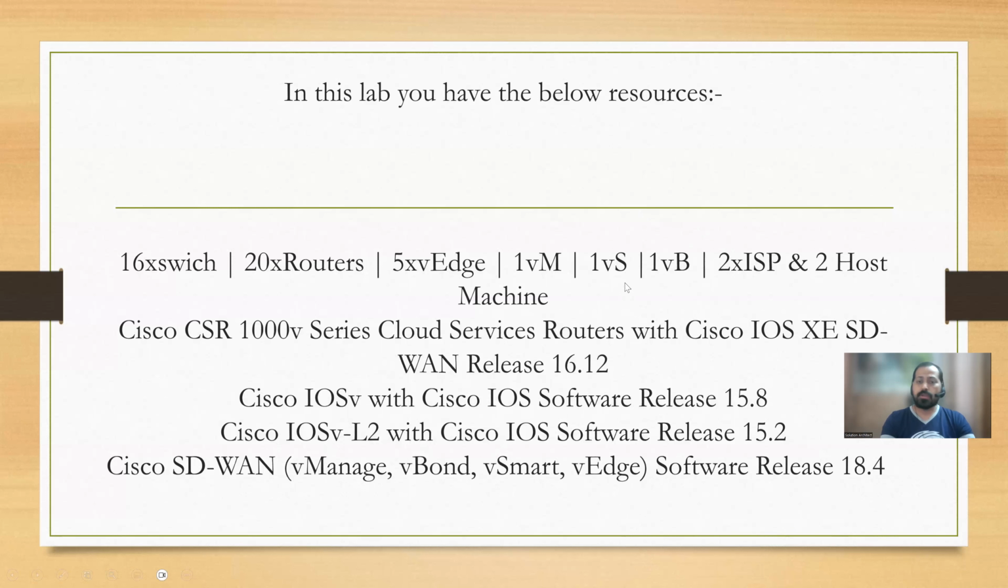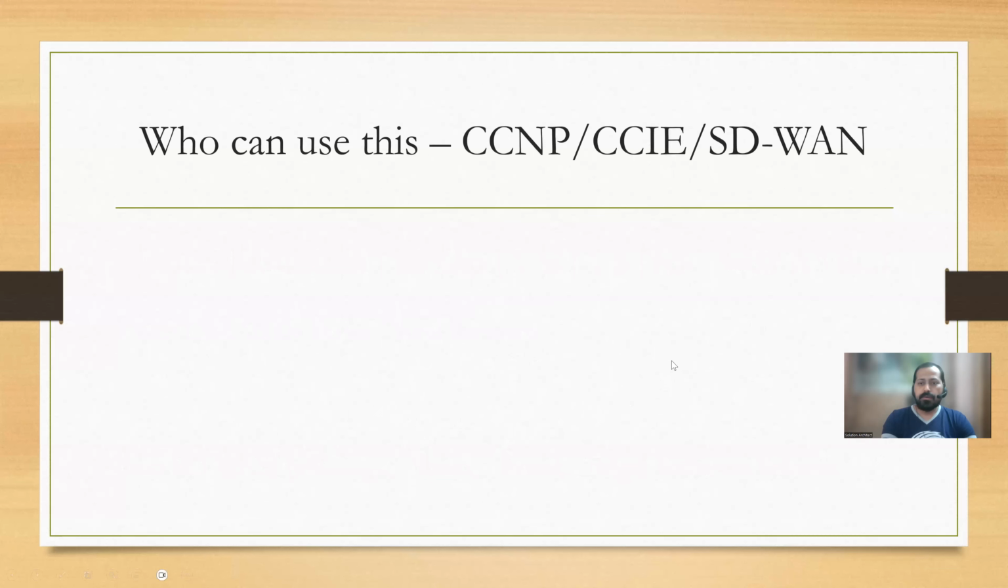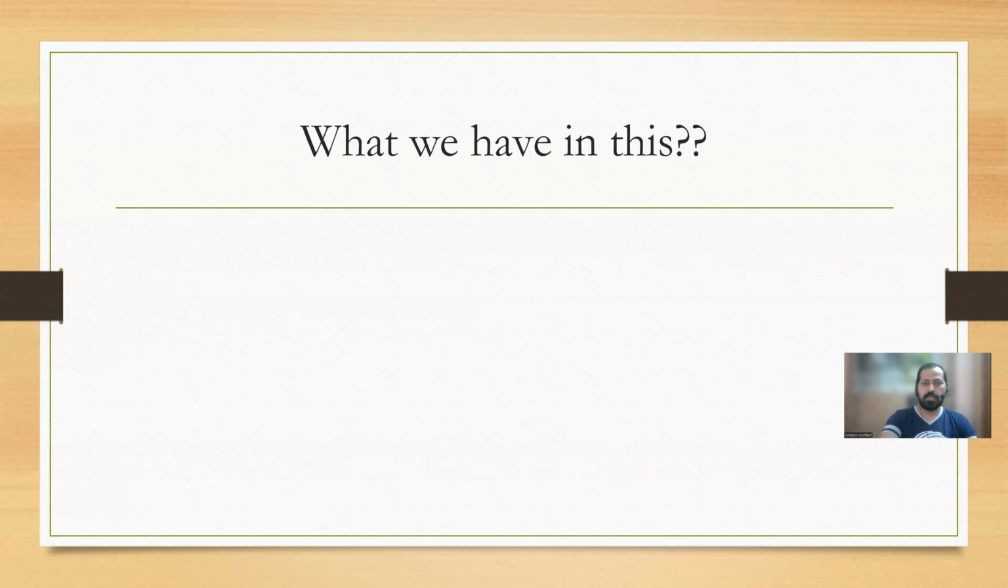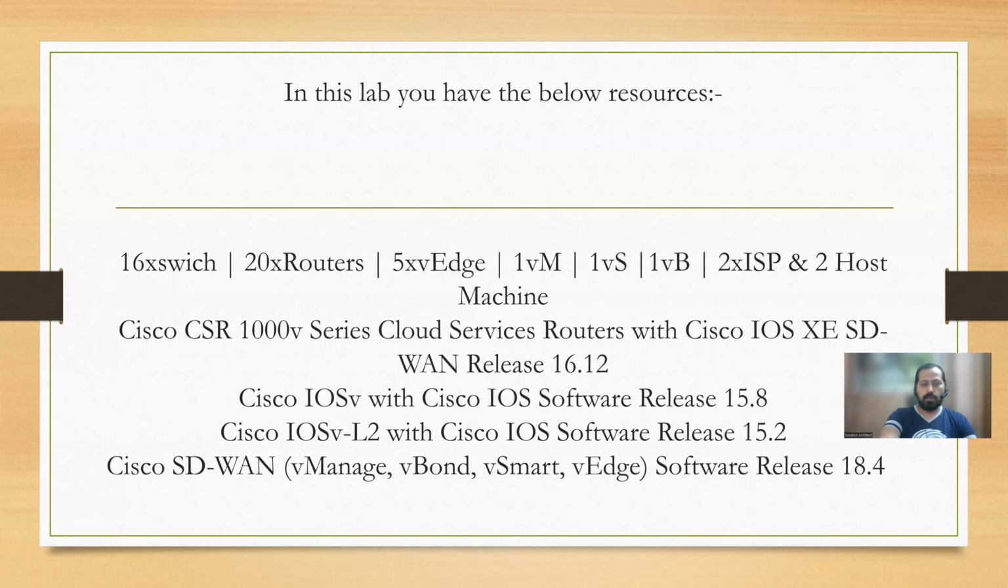Now, what you can't do in this lab: you can't do labs related to DNA, because in this EVE-NG lab we don't have Cisco DNAC integration, and you can't do the ISE lab as well, because we don't have ISE integration. For that practice, you need a full-fledged online rack from any good place. You can go and have it. But apart from that, apart from 2.1 and 2.2, you can go and perform all the tasks.